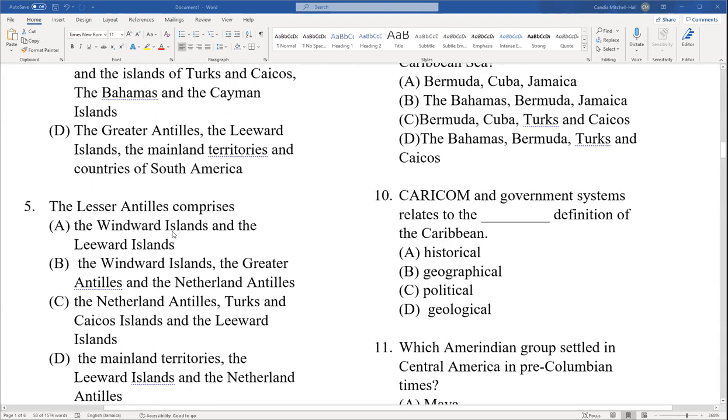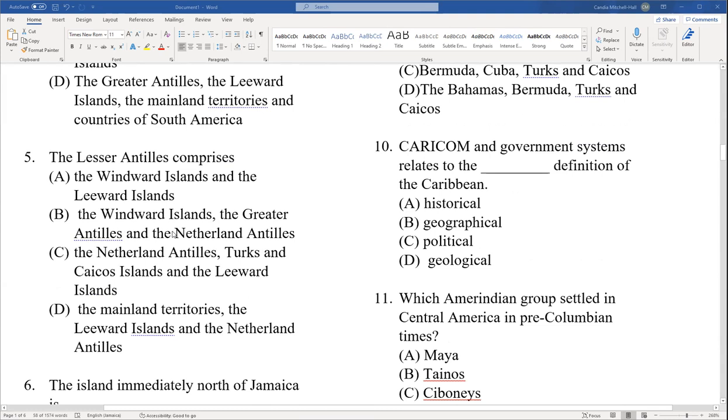All right, number 5. The Lesser Antilles comprises. Which one is the answer, ladies? A. Yes, sir. Apple. All right. So these groups of islands are the only islands a part of the Lesser Antilles? No, Windward and Leeward. No, sir. You also have the Netherlands Antilles.